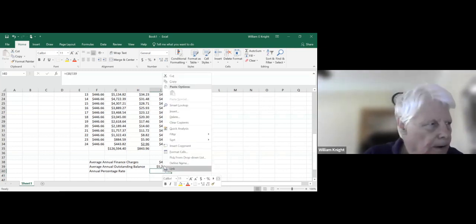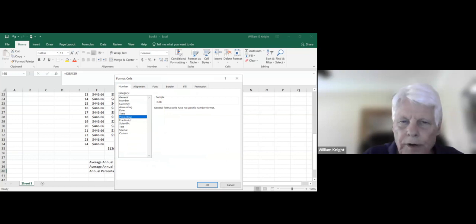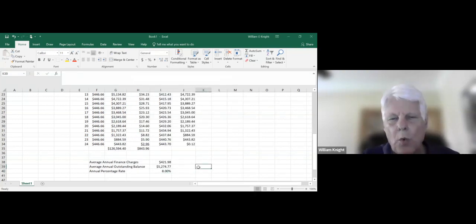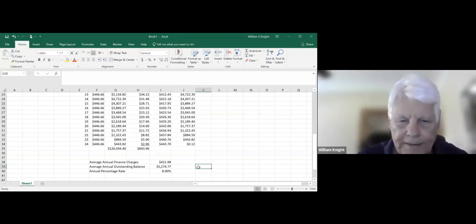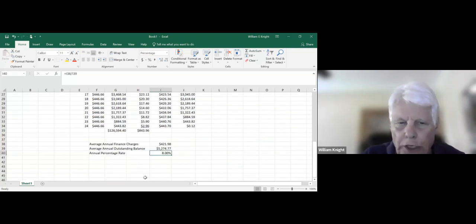We can just format the cell, turn it into a percentage, and there we have it. There, we have confirmed that indeed the annual percentage rate is equal to the quoted rate for the declining balance loan. But let's look at the add-on loan.